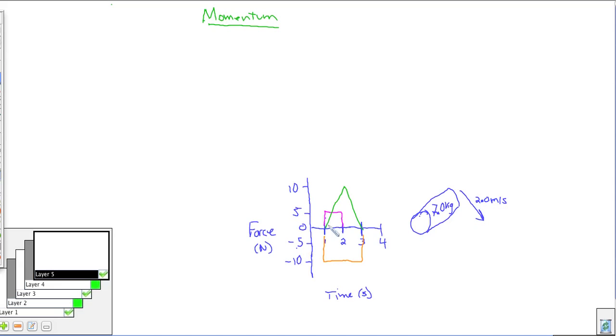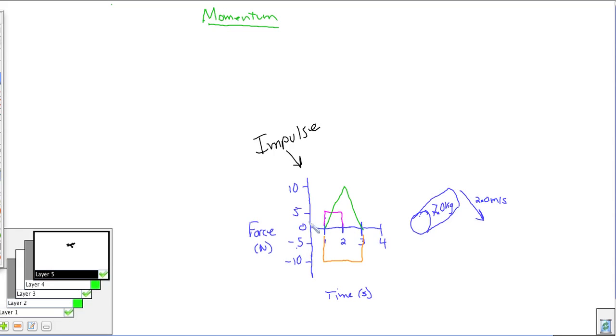And then what's going to happen is I have this force over time graph that's going to show me 3 different scenarios. I've got a pink, an orange, and a green scenario. And these are impulses, right? Because I have force and time. So I have a force applied over a certain amount of time. So all of these are impulses. So a force-time graph is going to be your impulse graph.